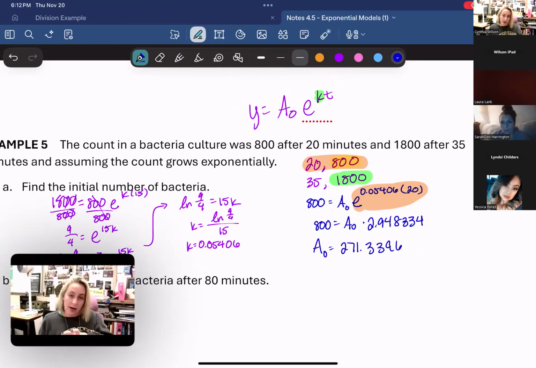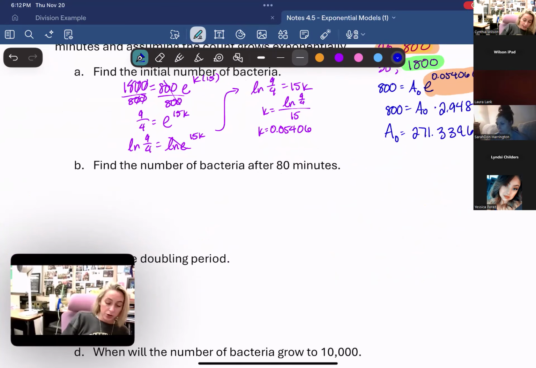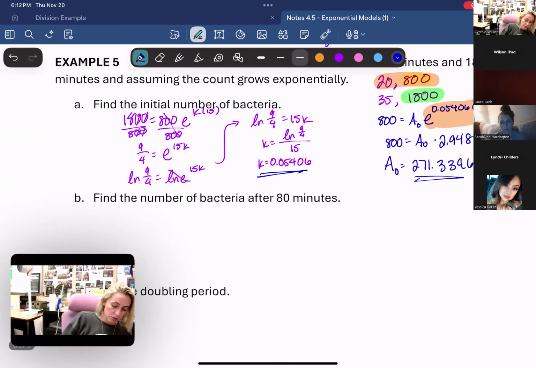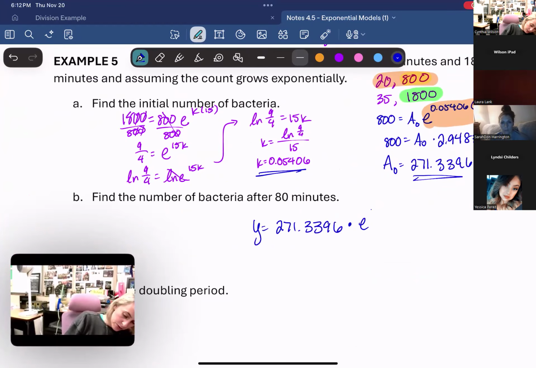All right, so now that I have this value, find the number of bacteria after 80 minutes. I know the K, I know the beginning amount. So Y equals 271.3396 times e to the K, 0.5406. And this is after 80 minutes, so the time would be 80.